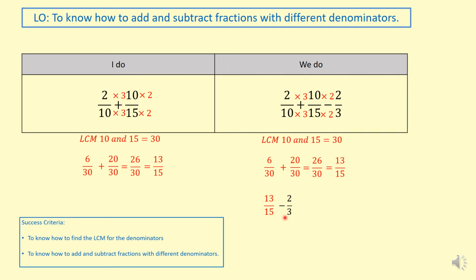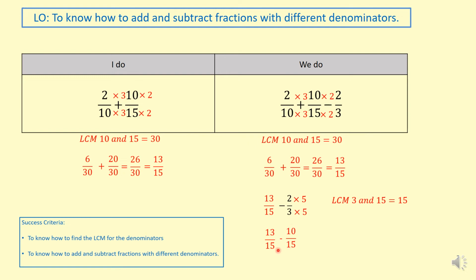Then I need to do exactly the same again. What is the lowest common multiple between 3 and 15? It is 15, so I need to find the common denominator. For this one, the denominator is already 15, so I don't need to change anything. But for this one, what number do I need to times 3 by to get to 15? Times by 5. You do the same thing at the top. Write the equivalent fraction. So the first one didn't change at all. The second one changed to 10 over 15.